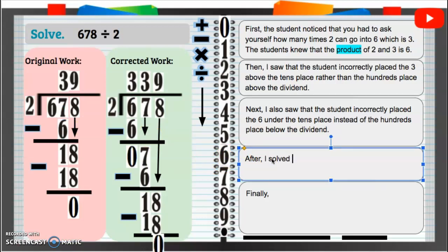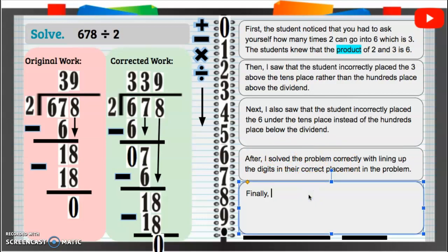So after I solved the problem correctly, with lining up the digits in their correct placement in the problem, finally, after solving the problem the correct way, I got a value of 339.